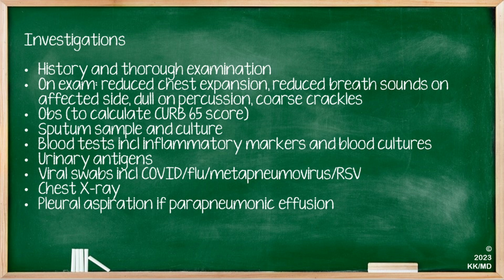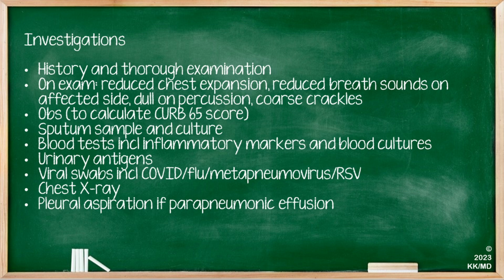At the same time, it would be really important, especially if you are considering the possibility of sepsis, to ask for blood cultures and lactate levels. In order to help you correctly identify the antigen, you would also ask for urinary antigen specifically to Legionella and pneumococcal disease, and you would also be asking for viral swabs including COVID, flu, RSV, metapneumovirus. These normally come as a package in many trusts in the UK.